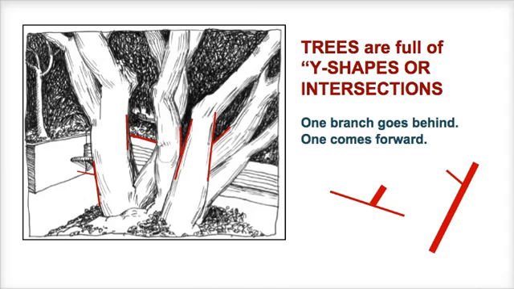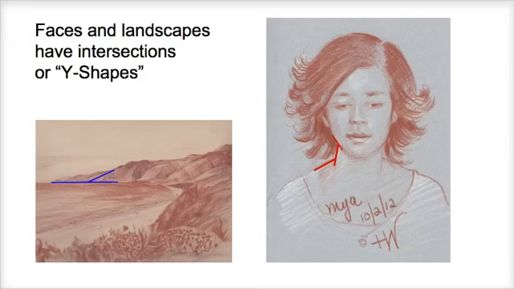Trees are full of Y-shapes or intersections. One branch goes behind, one comes forward. We've got all kinds of them here. We've got one here, and one here, and we've got one here, and one here. I mean, everywhere you go. Faces have Y-shapes or intersections. Landscapes have Y-shapes or intersections.